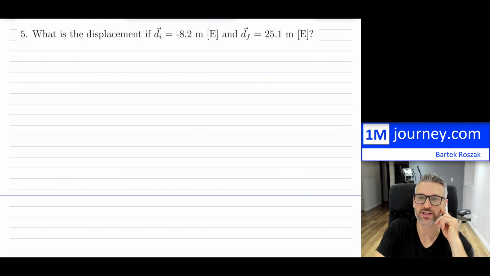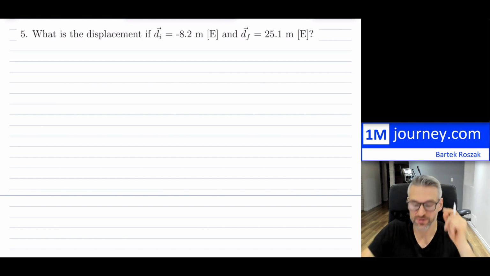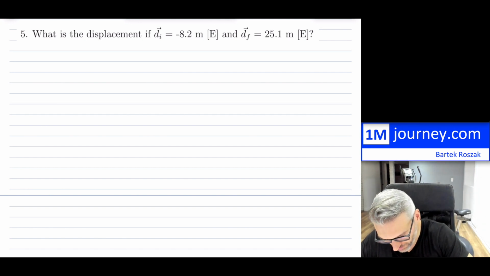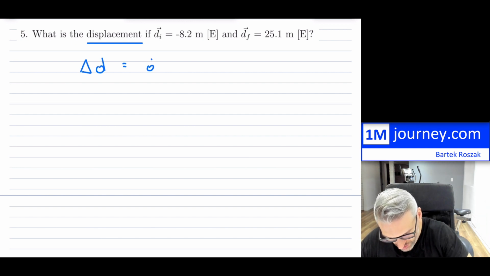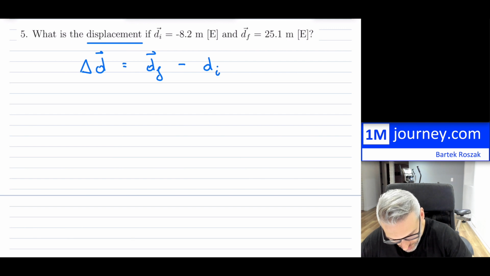Here's another question. What is the displacement if your DI, so notice this is your initial position, DI just stands for initial, is negative 8.2 meters east, and then DF is equal to 25.1 meters east? If you're looking for the displacement, that is the change, and this is going to be a vector, so this is what you're going to deal with.